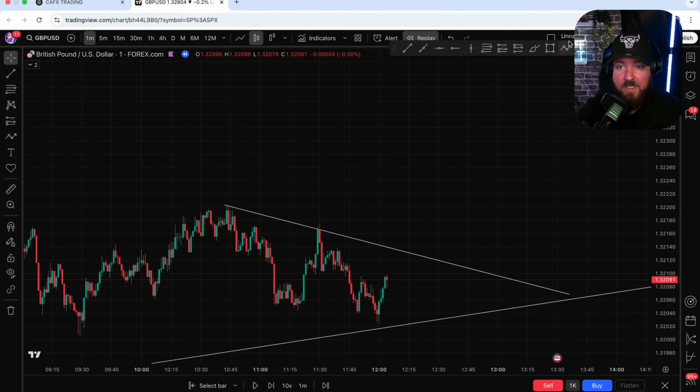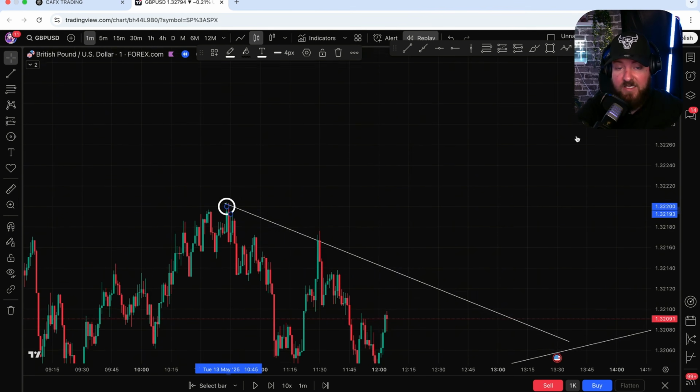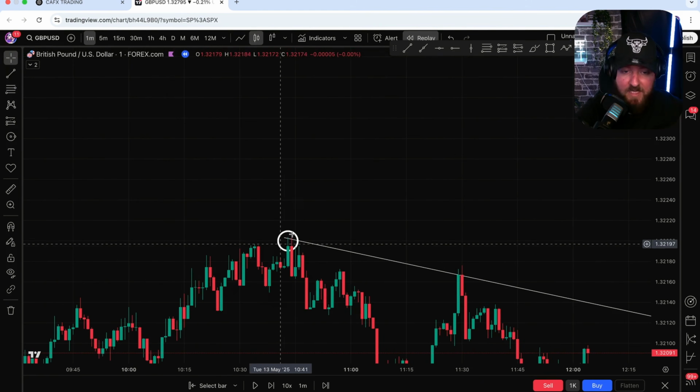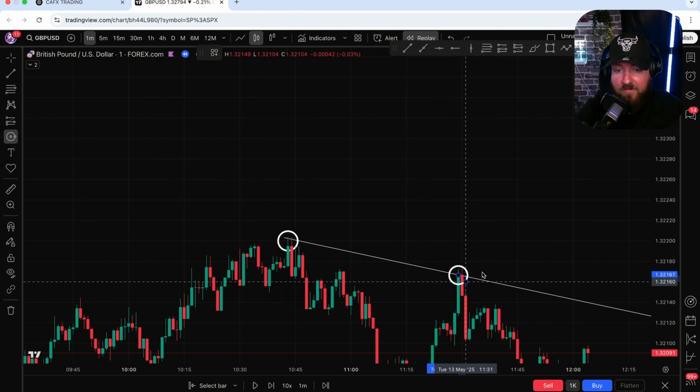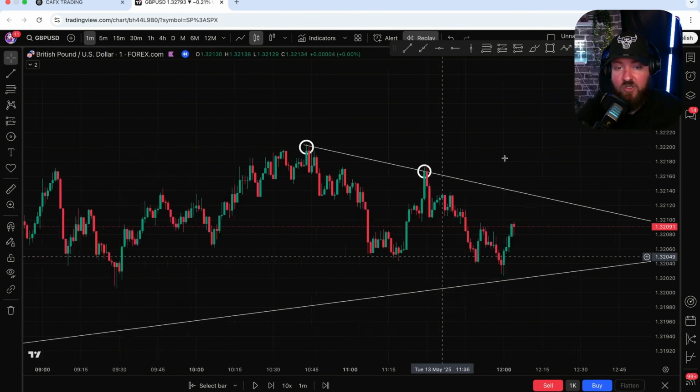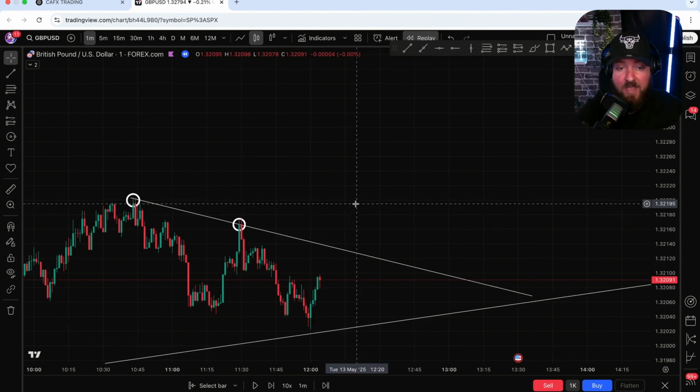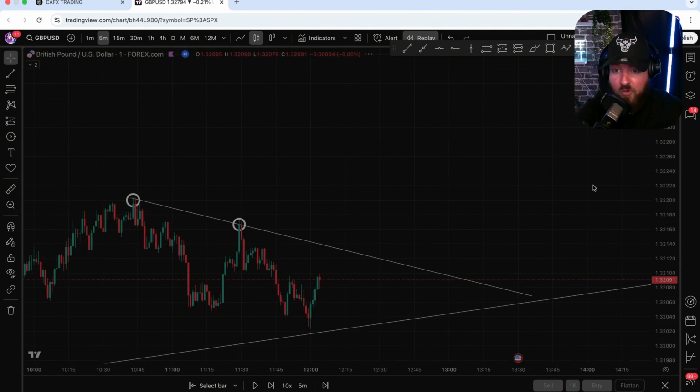So yeah, we just tapped in. Like I said, a lot of people say as soon as you get 2 or 3 touches, then it's valid. Well, it touched twice there technically because of the wicks. So 1, 2, 3, 4. That's a valid trend line. That's a bearish trend line in an overall bullish trend.